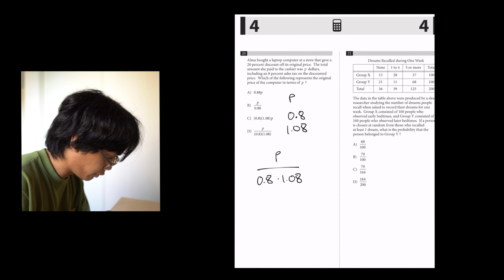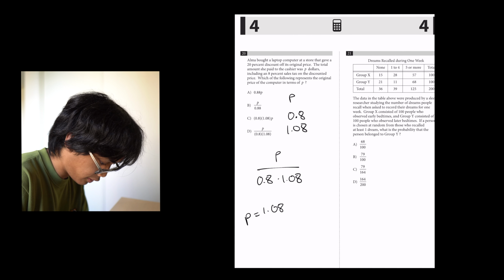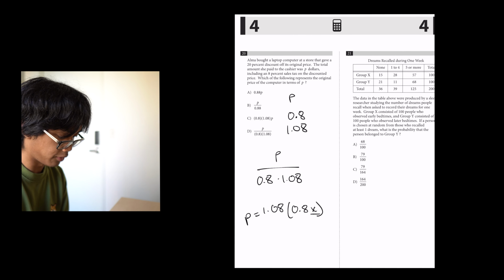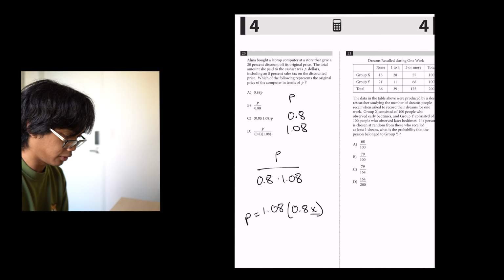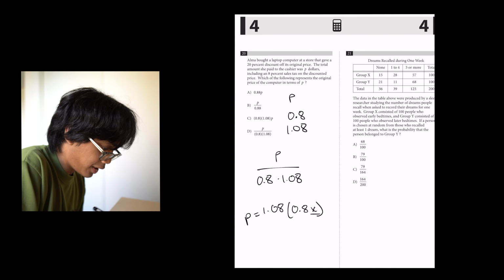Essentially, another way that we can rewrite this is 1.08 times 0.8x, with x representing the original cost. So as you can see, if you take your P and you divide it by these two values, you get your x. So it's going to be answer choice D.